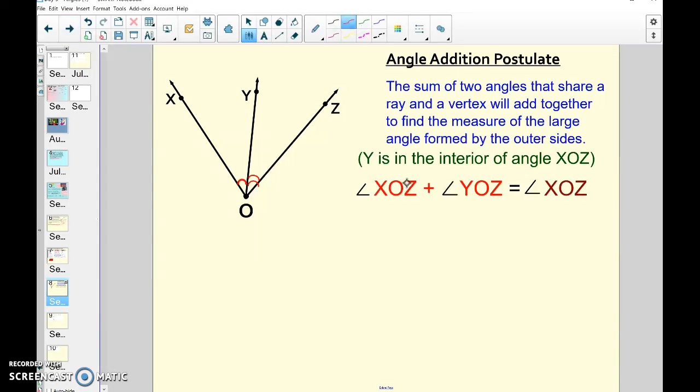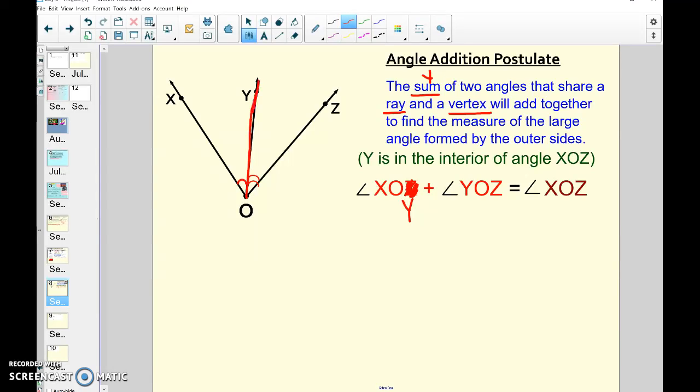So down here we've got something that looks kind of crazy and complicated, but in reality it's pretty common sense. You might even already know this postulate without realizing you do. So go ahead and fill in the three words. I believe it's sum, ray, and vertex. The sum of two angles. Sum means adding them together. So adding together two angles that share a ray and a vertex.